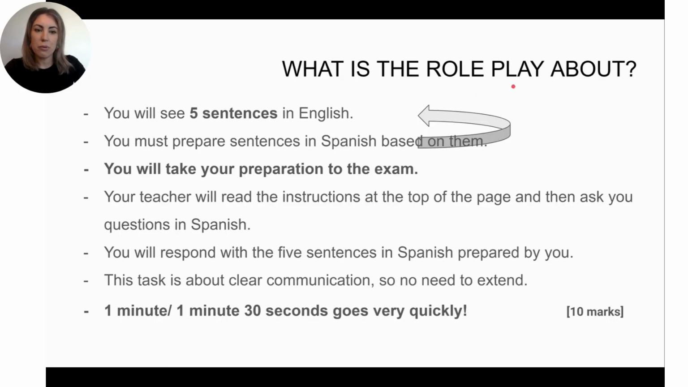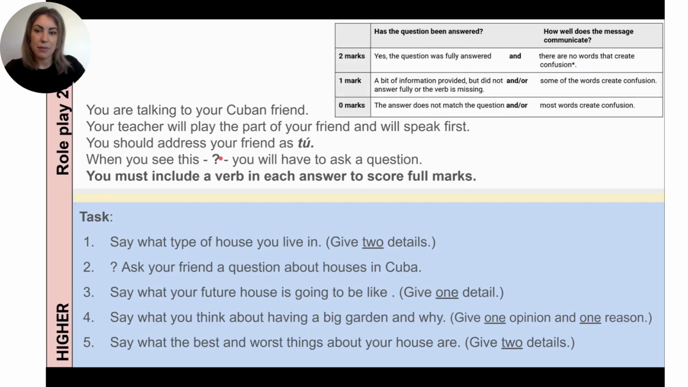Now, what is the role play about? Role play is simply 5 sentences in English that are a script for an interaction with your examiner. And it looks like this. So you're talking to a Cuban friend and you have a script here of what you have to say to this Cuban friend. So you read the instructions and it says, say what type of house you live in and give 2 details. This means you need to say something like, I live in a flat, my flat is big and I like it. That would be it.